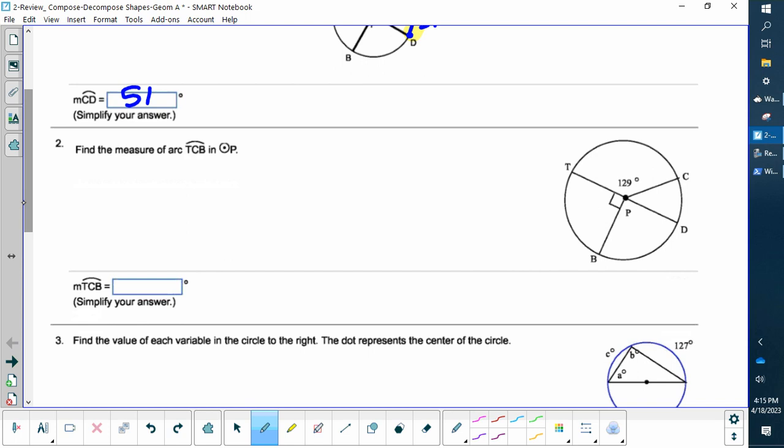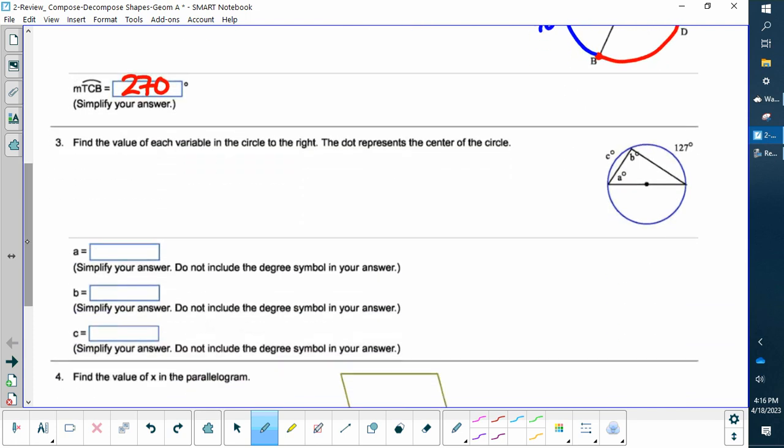Okay, next problem. Oh, I notice major arc. So it's going to start at T, shoot through C, and end at B. Now, I notice this is 90 degrees, which means this arc is 90 degrees. So 360 minus 90 is 270. That was a pretty easy one.